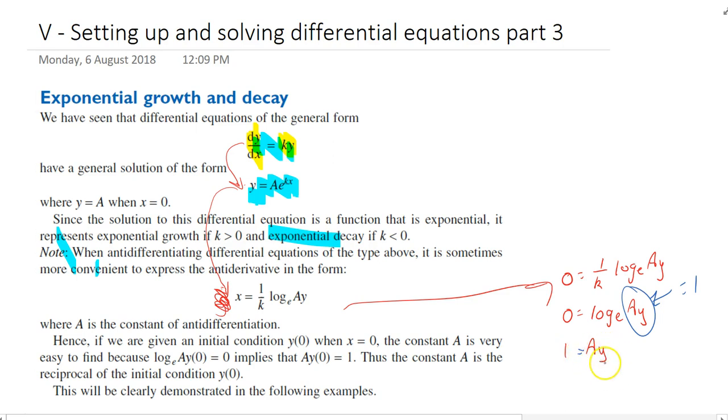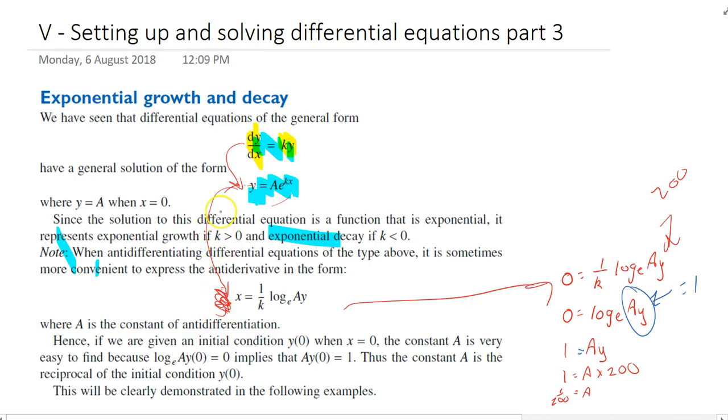And if we knew what y was, let's say in the very beginning we were told that when x equals 0, y equals 200, then we would then know that 1 equals a times 200. That would mean that a is 1 over 200. So that's why being able to write something from this form in this form is useful, because you can't really do that here, but you can do it very, very easily when it's in this form.